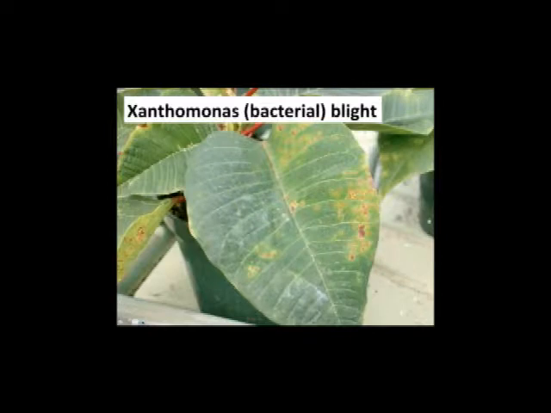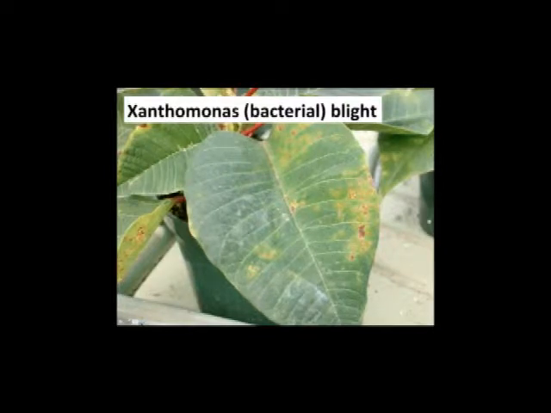Another problem that is emerging or is becoming more problematic in poinsettia production is a bacterial blight. Bacterial blight is caused by a Xanthomonas species, Xanthomonas axonopodis. It was first found in the 1950s in India, and it showed up in Florida in 1962. Many of the popular cultivars can be quite susceptible to this disease.